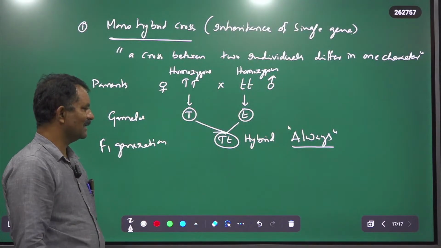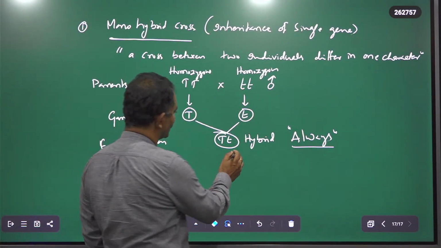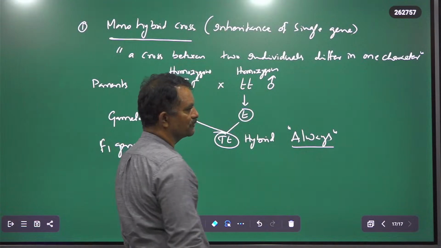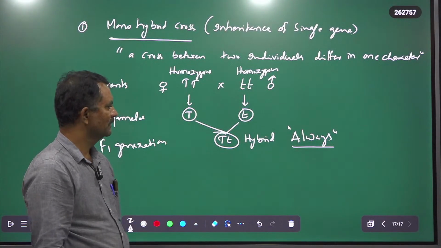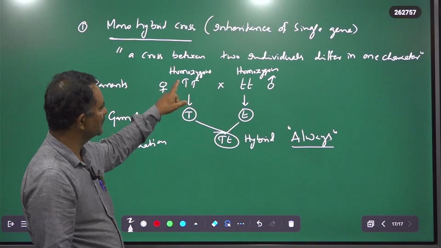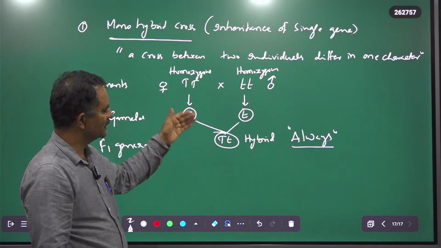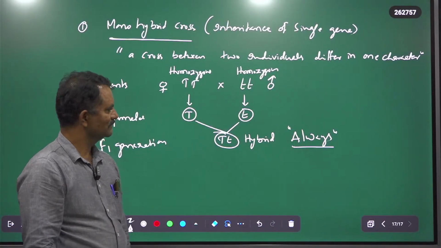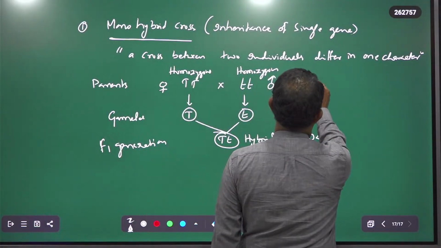One of the parental characters did not appear in the F1 generation. The recessive parental character did not appear. Only one of the parental characters appeared in the F1 generation, and that is the dominant parental character. What is dominant? What is recessive?